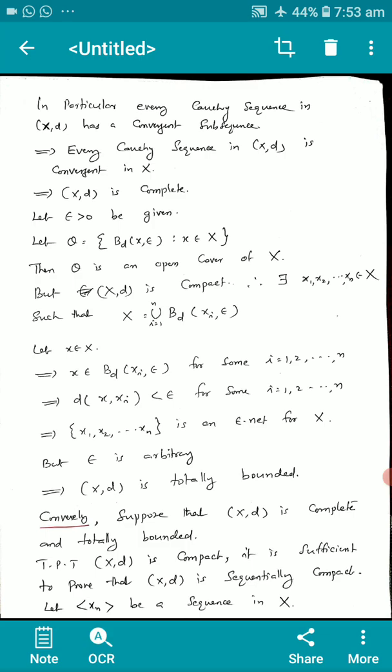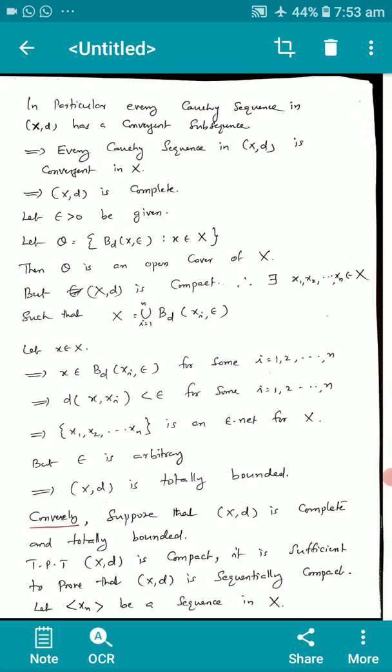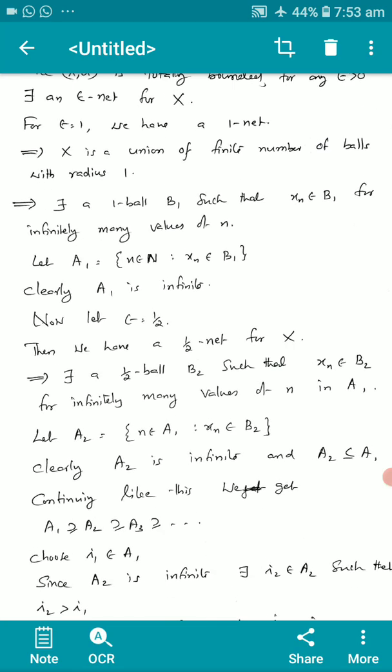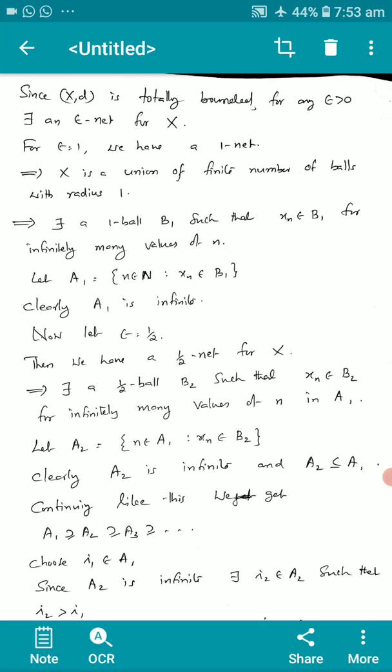Converse case, conversely, suppose that X is complete and totally bounded. To prove that X is compact, it is sufficient to prove that X is sequentially compact. Let xn be a sequence in X. Since X is totally bounded, for every epsilon greater than 0, there is a finite epsilon net for X. Take epsilon equal to 1, that is, you are getting a 1-net. This implies X is a union of a finite number of balls with radius 1, which implies that there is one ball, we call it B1, such that xn is in B1 for infinitely many values of n.